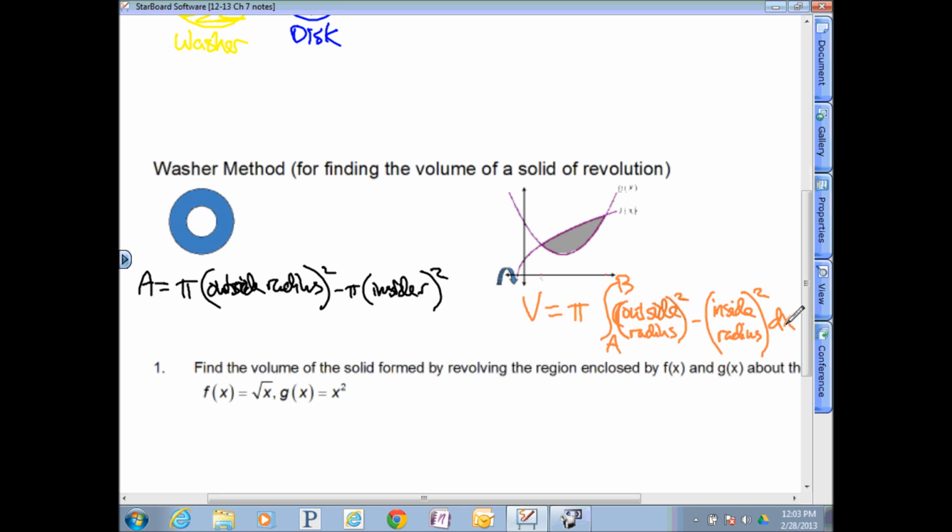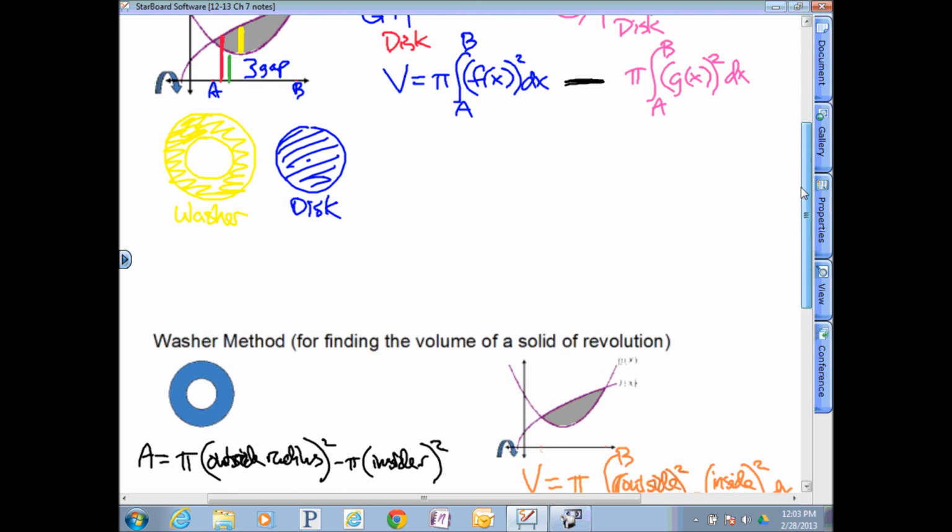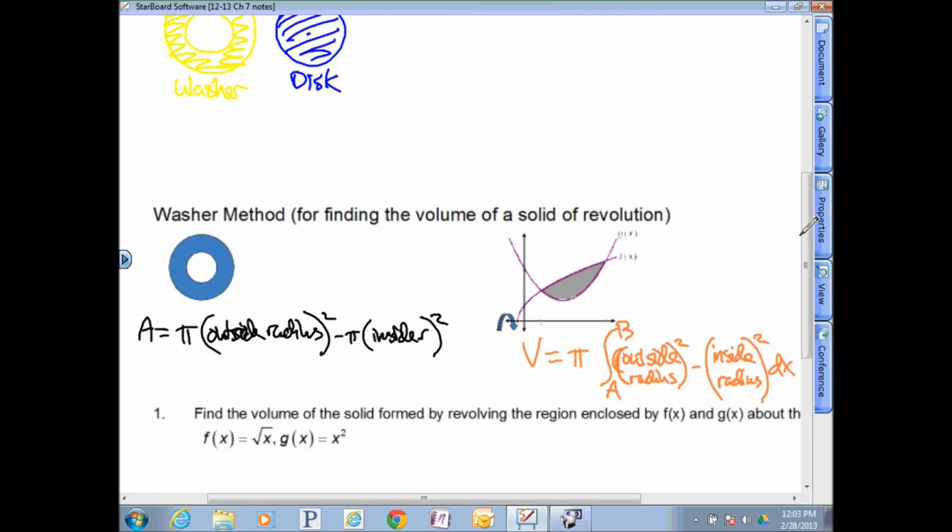Now, the tricky thing is, how do you get the outside radius figured out? Well, as I drew in that picture up there, the outside radius would be the red. The inside radius would be the green. And what we're looking for is the difference between those two things.